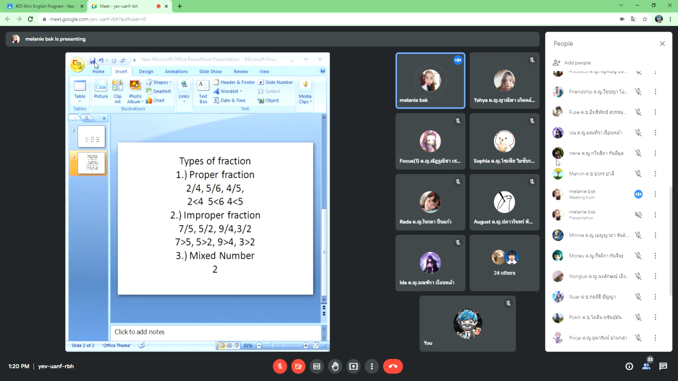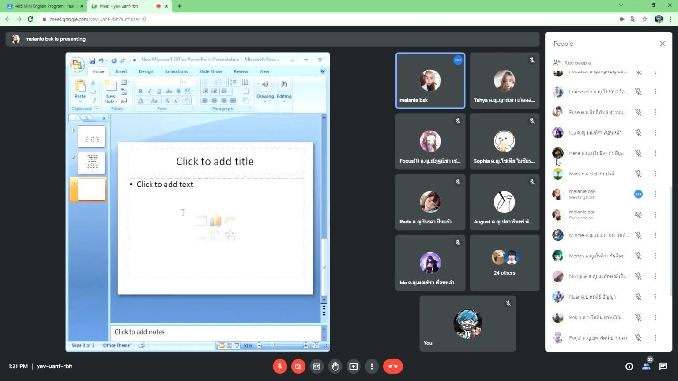So we have here the proper fraction. Here we go. I cannot see it. So we have this one. Okay. Paste.